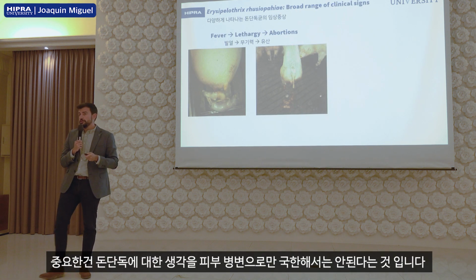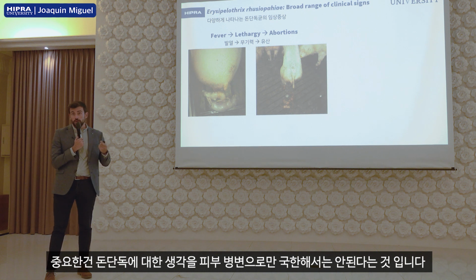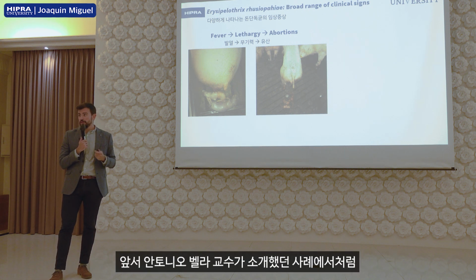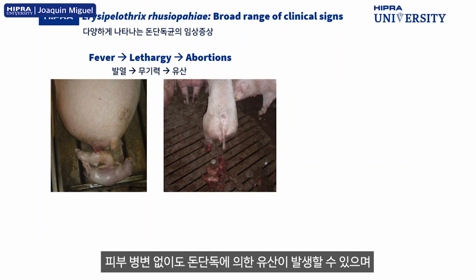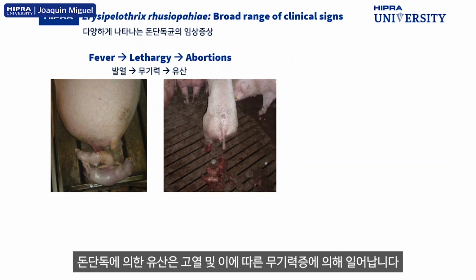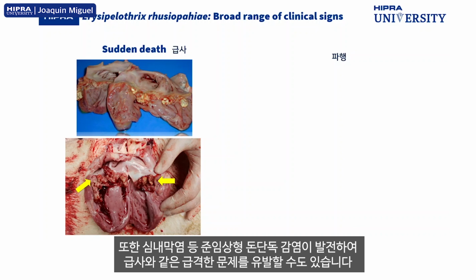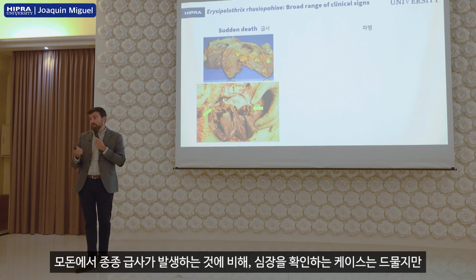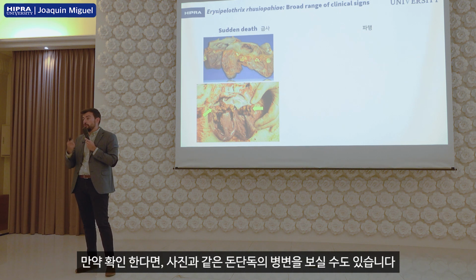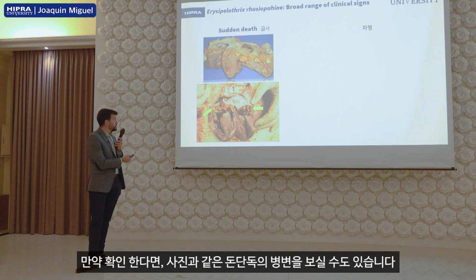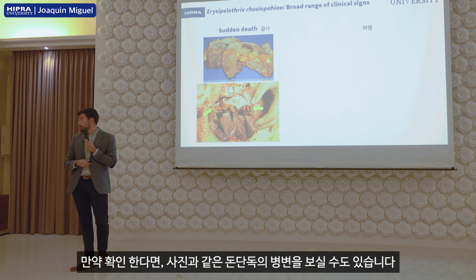Well, really important: we don't need to have only erysipelas in our minds when we see skin lesions. Antonio mentioned that, for example, in the case that he explained, they didn't observe skin lesions, but they had abortions. The abortions for erysipelas are caused by the high fever, there is lethargy, and finally abortions. Also vaginal discharges, as we have seen. Even the acute problems of the subclinical form can result in sudden death because of the valvular endocarditis that it can cause. Sometimes we can have a sudden death of a sow, but we don't know, because we are not going to check the heart. Maybe we could find this type of lesions caused by erysipelas.